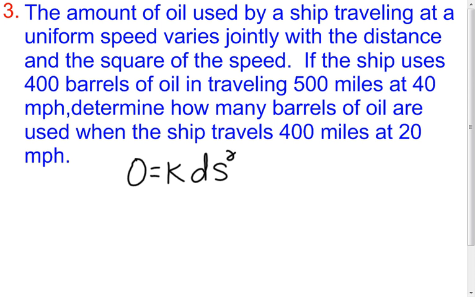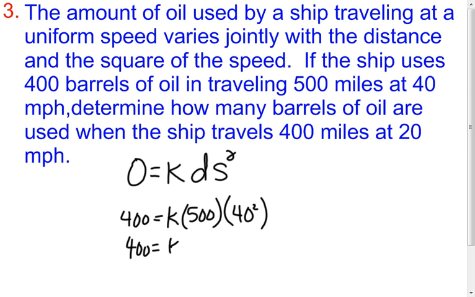But here's our parent function. And it says if the ship uses 400 barrels of oil, so I will put the 400 in for my O. I do not know my K. I know that it is traveling for 500 miles at 40 miles an hour, and I need to square that number. So when I multiply that out, 500 times 40 squared gives me 800,000. And I will divide by 800,000. And K comes out to be 0.0005.